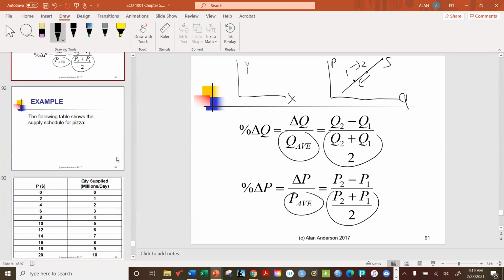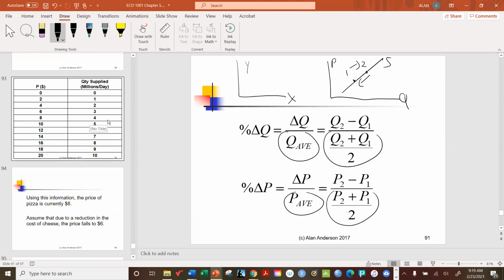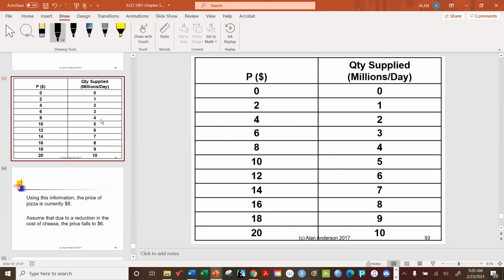We're back to our pizza again. Here I've got the supply schedule for you. And let's just say that initially the price is $8. And then what happens is the price of cheese drops. For some reason, it's more plentiful than usual. So the pizzerias decide, why don't we cut the price to $6? We'll sell more pizzas, won't we? Sure, maybe it'll increase our profits. So we're going to go from 8 on this chart to 6.